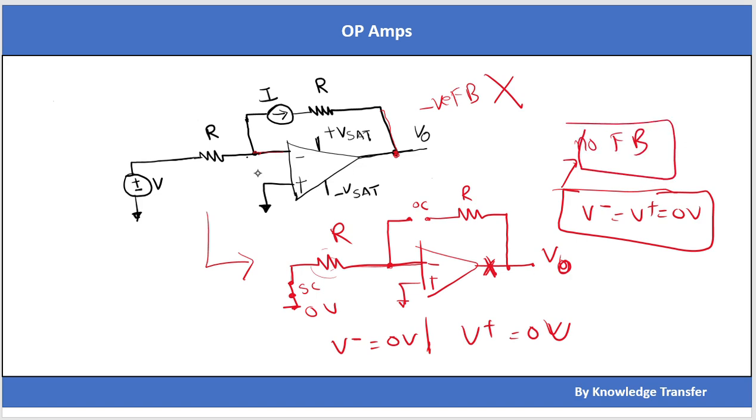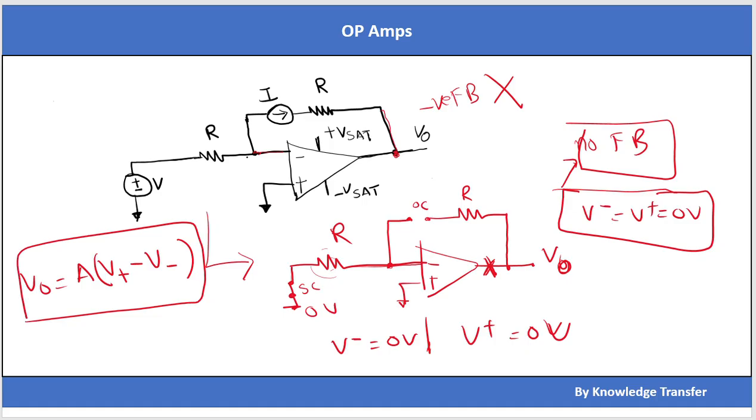So this is the final answer. If there is no feedback, how will it act? It will simply act as a comparator. That means V naught is equal to A into (inverting input minus non-inverting input voltage). This will be the equation. It will always act as a comparator. Let's assume open loop gain A is equal to infinity, then V naught is always either plus or minus V sat.